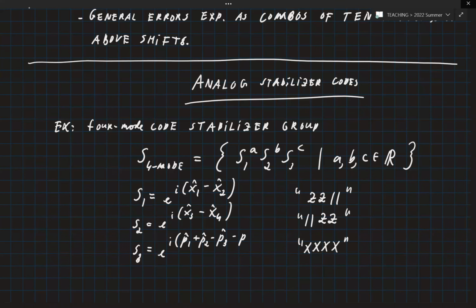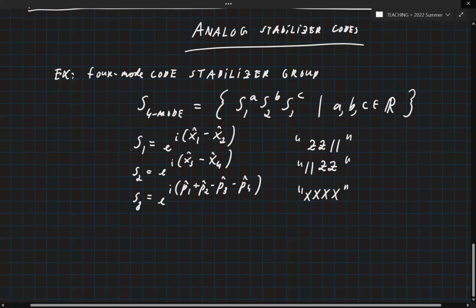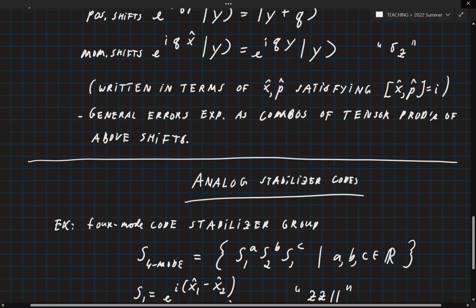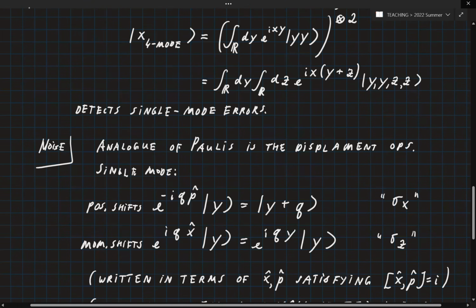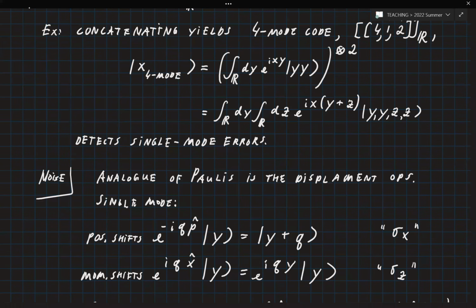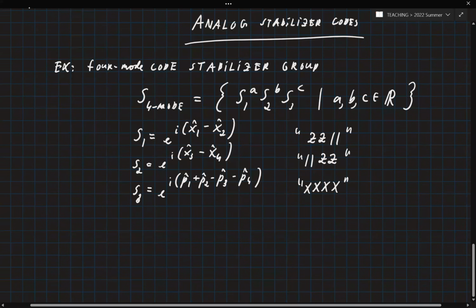Notice there's some more minus signs that come into play here to make everything commute. As soon as you get away from binary, you have to start worrying about minus signs. And these SIs, their joint +1 eigenvalue eigenspace is precisely the 4-mode code that we reviewed or introduced up here. So in that sense, this is a very close analog of the stabilizer codes.